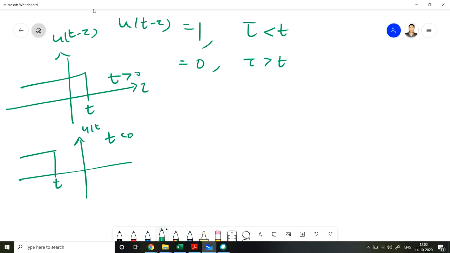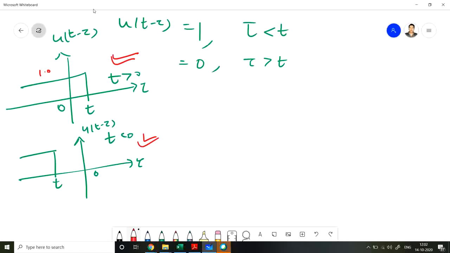So just analyze this graph. When tau is less than t, then obviously u(tau) t minus tau is 1. So this is 1. In this graph also, when tau is less than t, we consider the negative case also, no problem, we will get the same result.